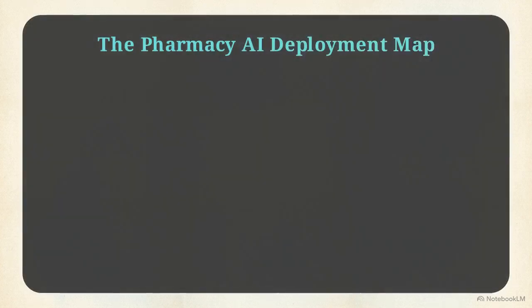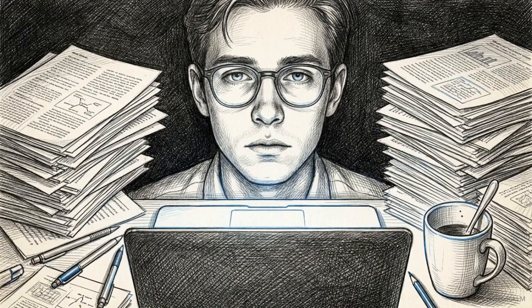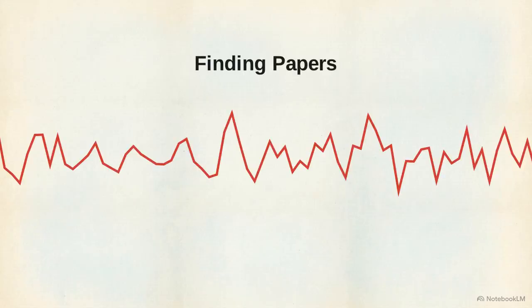Let's map daily deployment. The vertical axis measures academic rigor. The horizontal axis tracks daily use. ChatGPT sits bottom right, used constantly for quick explanations, but with low rigor. Scite drops top left, a specialized instrument pulled out for high-stakes fact-checking. If you are early in your pharmacy studies and feeling overwhelmed, deploy Elicit and ChatGPT first. They will immediately reduce the friction of finding papers and grasping basic concepts.